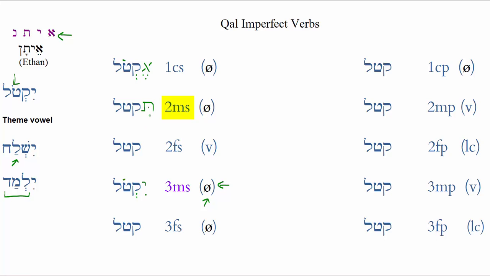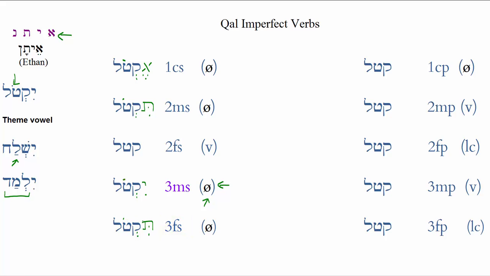Again we have a hirik as our prefix vowel, and again we have a silent schwa, and then our theme vowel is a holum. So we have tiktol, tiktol. Similarly, our third feminine singular down here at the bottom of the column, we have tav, hirik, silent schwa under the first root letter, and a holum as our theme vowel.